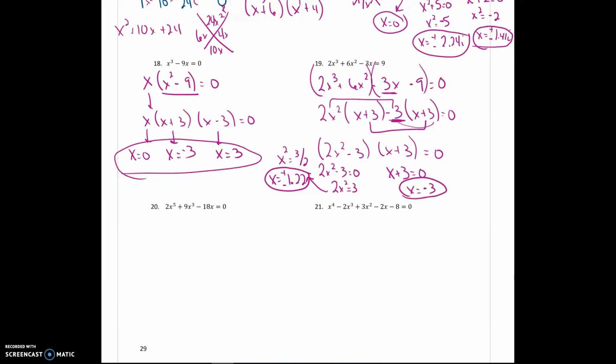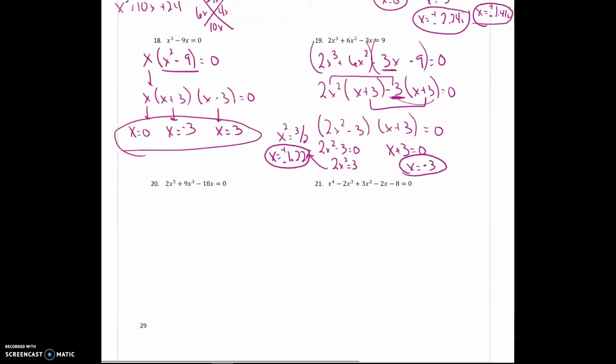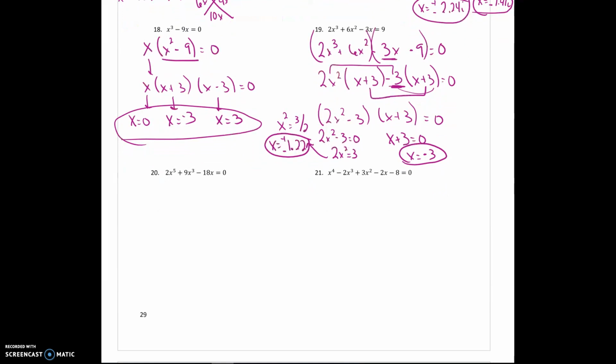All right, number 20. First thing I'm going to do is look for GCF. I notice I can take an x out of all of them. So I'm going to have 2x to the 4th plus 9x squared minus 18. And so now I want to make an x, and I need, that's right, I need factors of 36 that get me to 9x.